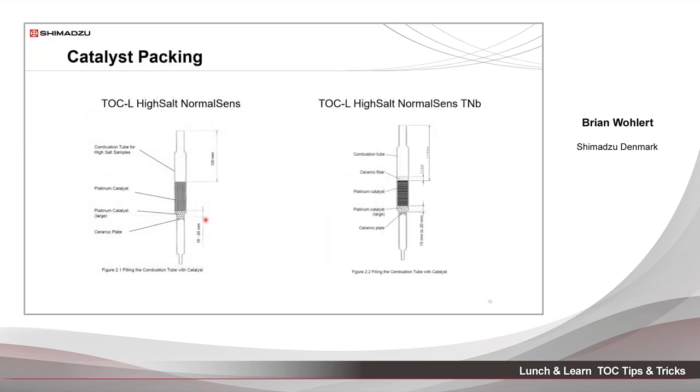Here we see the packaging of the high salt content catalyst. The catalyst tube is much bigger than the standard catalyst tube. For high salt content samples, you need also to have a B-type halogen scrubber installed on your system. This is also recommended when you are measuring samples from, for instance, swimming pool water, where the content of hypochlorite is high. The halogen scrubbers are protecting the detector tube from corrosion.